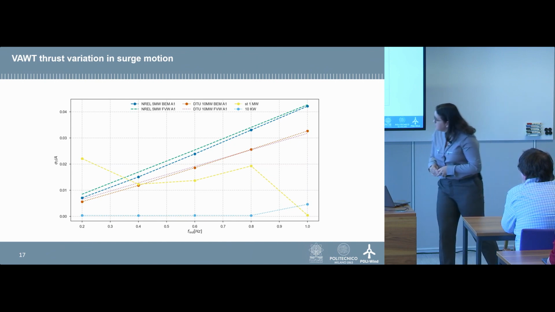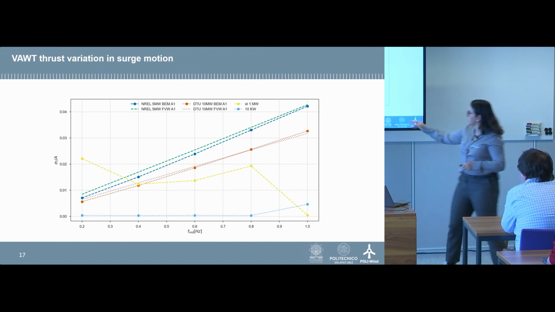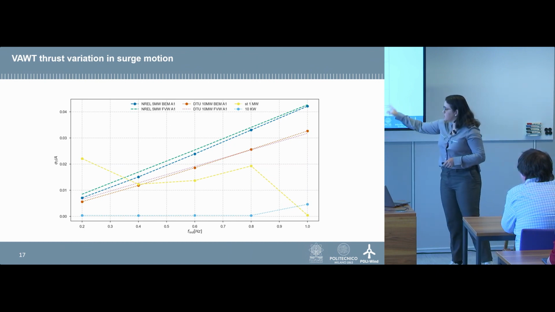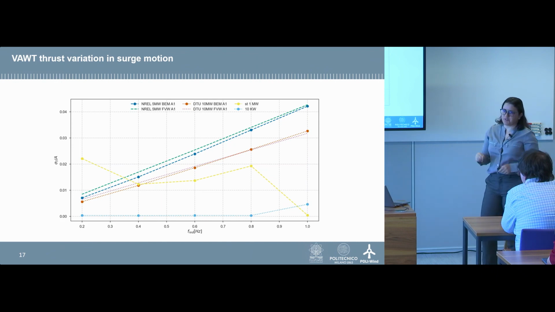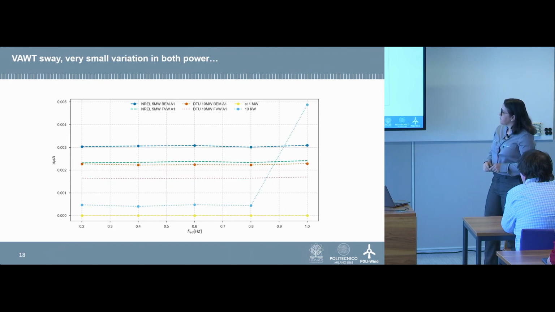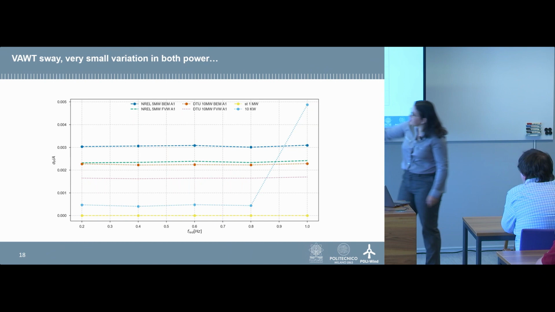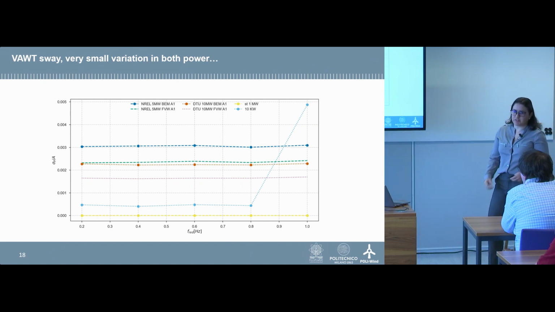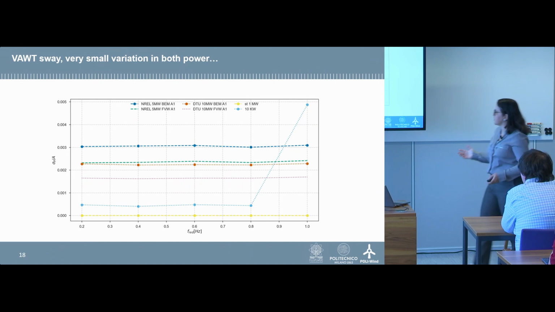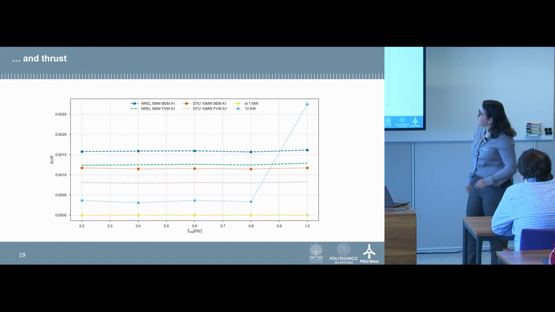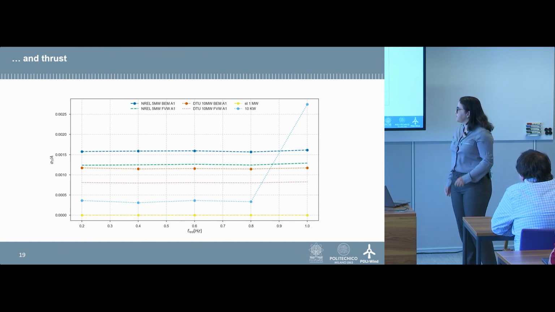It's very small. And then for the 10 megawatt, there's no change at all. And this last point at very high frequency seems to be a sort of outlier. I'm trying to understand this. And for sway, if you see the numbers here, it's like 0.1%. So the fluctuation is not really there for the vertical axis turbines. For thrust, it's also almost non-existent.